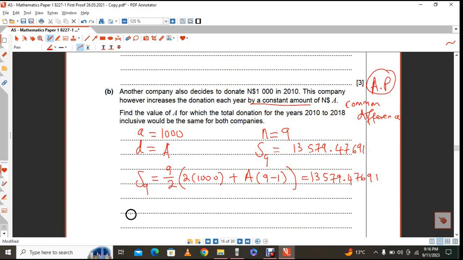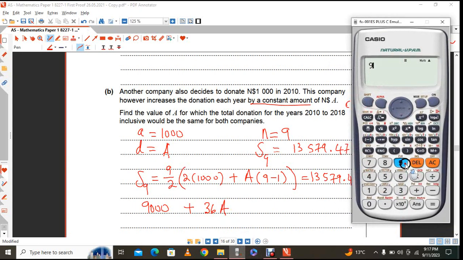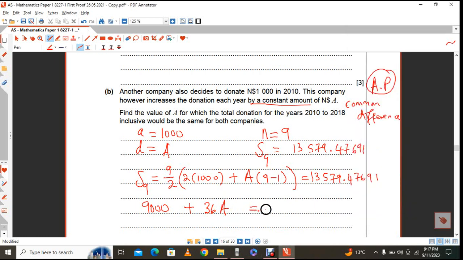Once you multiply this out, you're going to see that this is simply 9,000 plus 8a. This 8a gets multiplied by 9 over 2, which gives you 36a. Again, you have 9 upon 2, multiplied by 8. That's where the 36 comes from. And this is equal to 13,579 and some change.